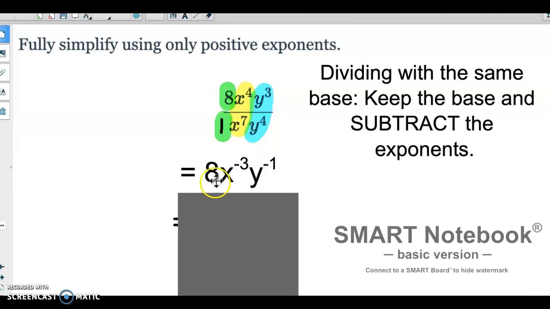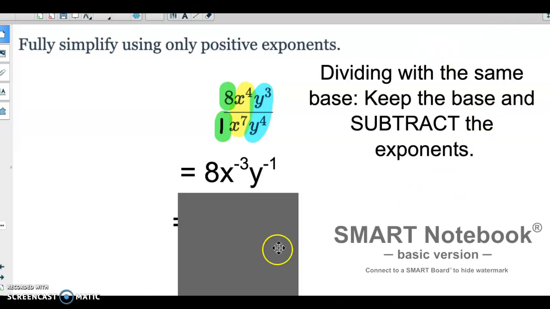So when we do that, we get 8x to the negative 3rd, because remember, 4 minus 7, you subtract numerator to denominator. So you subtract the bottom number from the top number. So x to the 4th over x to the 7th is x to the 4 minus 7th, which is x to the negative 3rd. And then y cubed divided by y to the 4th, that turns into y to the negative 1st power. So is this fully simplified? The answer is no, it is not. Now, why is this answer not fully simplified? Because we have negative exponents. Remember, no negative exponents allowed in your final answer.